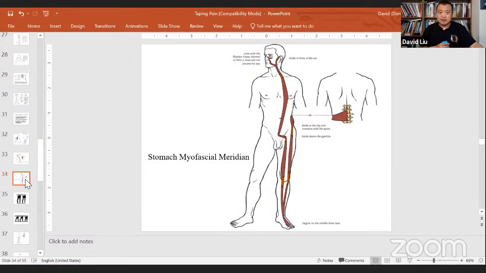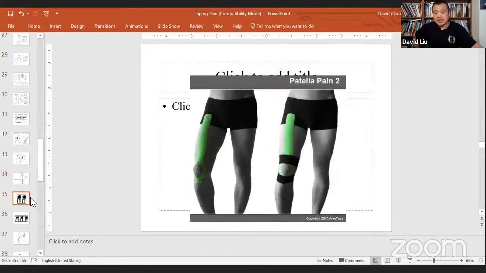This is the stomach myofascial channel. We can see clearly it's the frontal leg, for any knee pain, middle back pain, chest tightness, or jaw pain. We can go to the stomach myofascial meridian. This is a tape. Again, tape is a very simple technique. You just have this tape, cut it, and put it on there. This is for people who have quadriceps-related patella pain. So simple, apply it there.